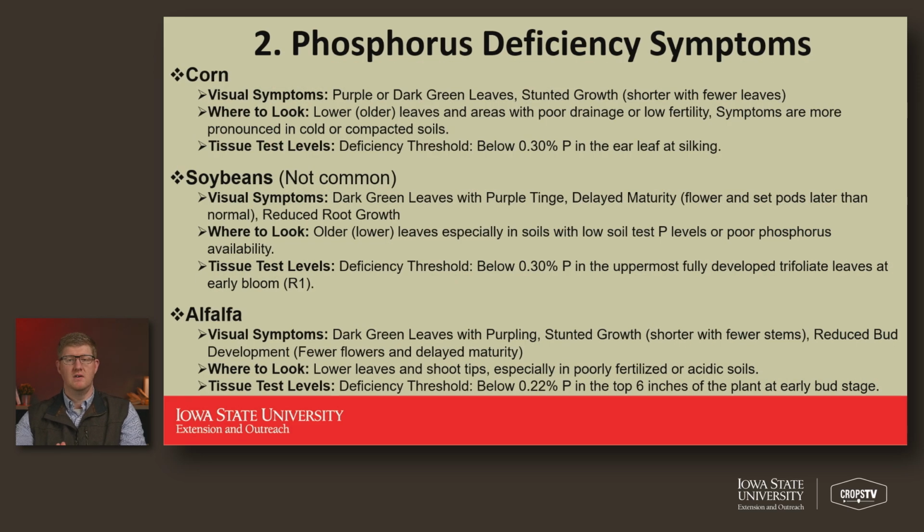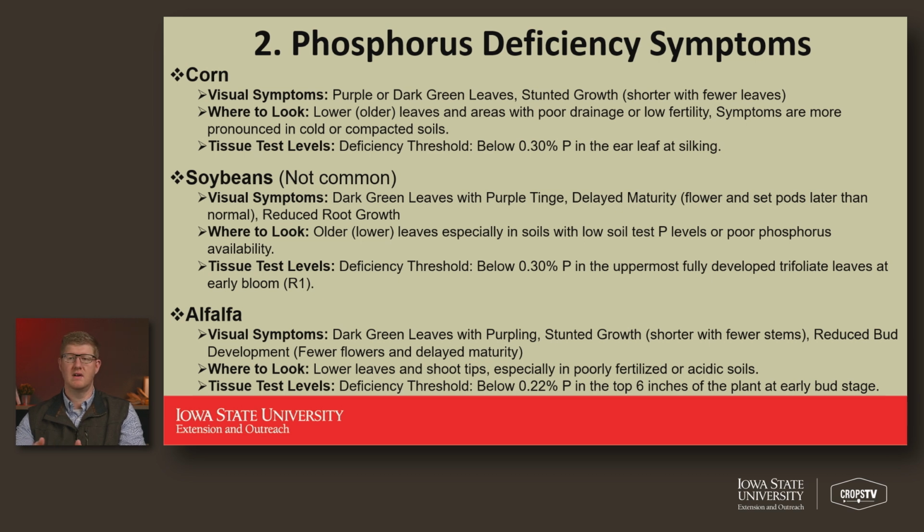Okay, so the second nutrient that we'll talk about today is going to be phosphorus. And so, phosphorus deficiency in corn typically appears visually as purple or dark green leaves. And then you may also have stunted growth in the plants, so shorter plants with fewer leaves. Again, phosphorus is a mobile nutrient, so we're typically going to be looking at the lower leaves, the older leaves on the plant. And this deficiency symptom tends to occur in areas with poor drainage or low fertility.